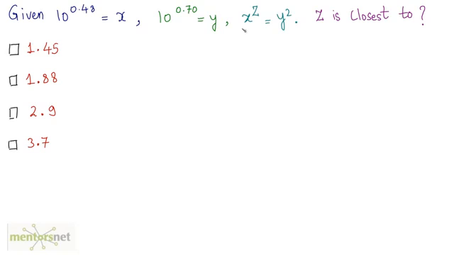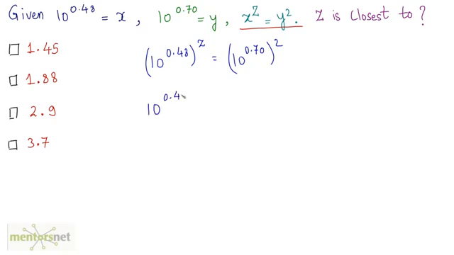So we know x raised to z is equal to y square. So I can write x's value is 10 raised to 0.48. So 10 raised to 0.48 raised to z is equal to y, which is 10 raised to 0.70, squared. So this is according to the law of indices, a raised to m raised to n, which is a raised to m times n. So this becomes 10 raised to 0.48 times z, which is equal to 10 raised to 0.70 times 2, which is 1.4.